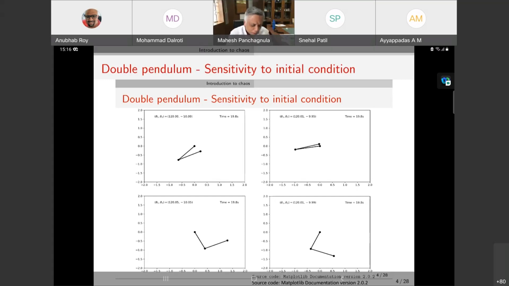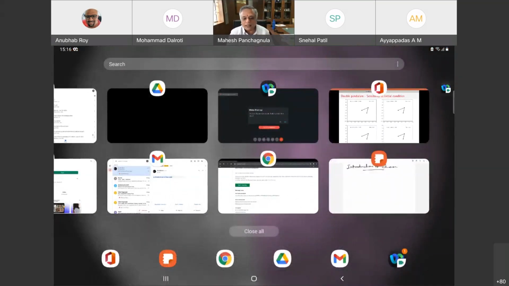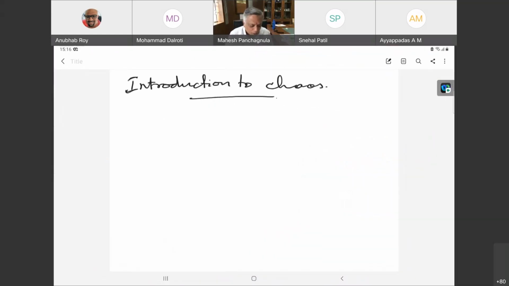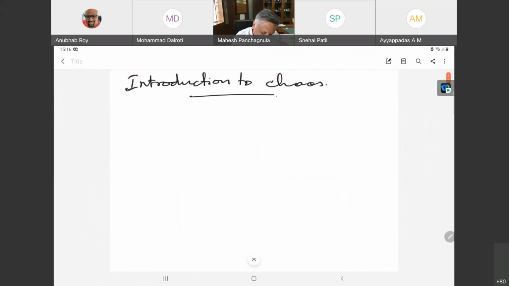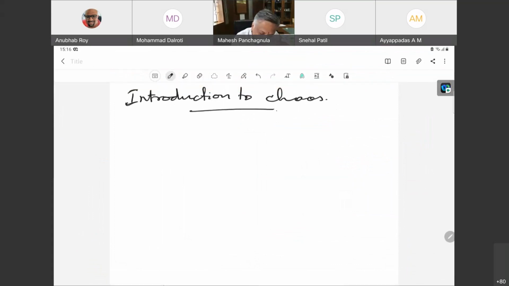Now I'm going to talk about a very simple model to understand why this sensitivity arises, and then we will go into a deeper discussion of chaos itself. So I'll start with a very simple physics problem, which I'm sure all of us are very familiar with.